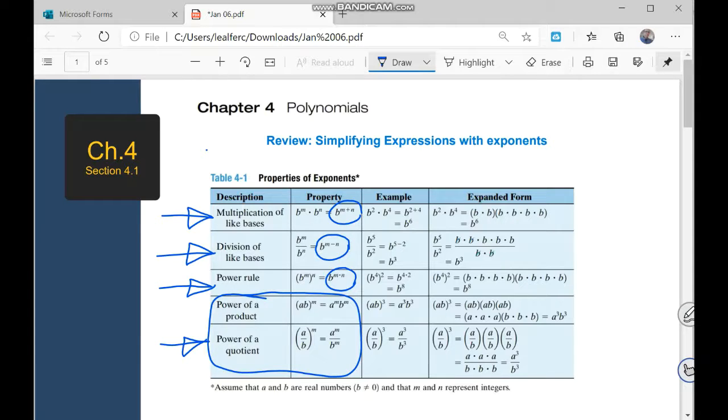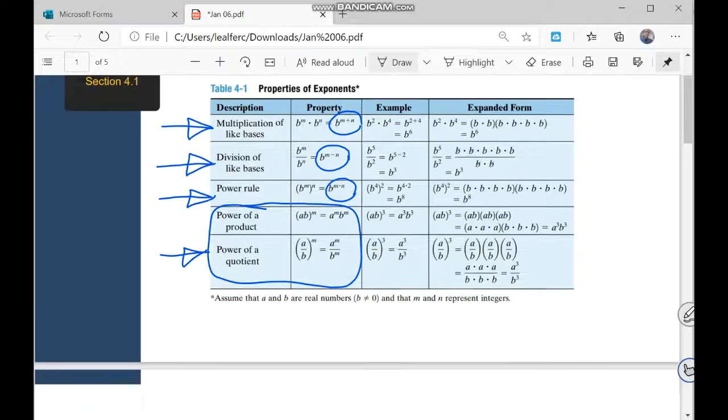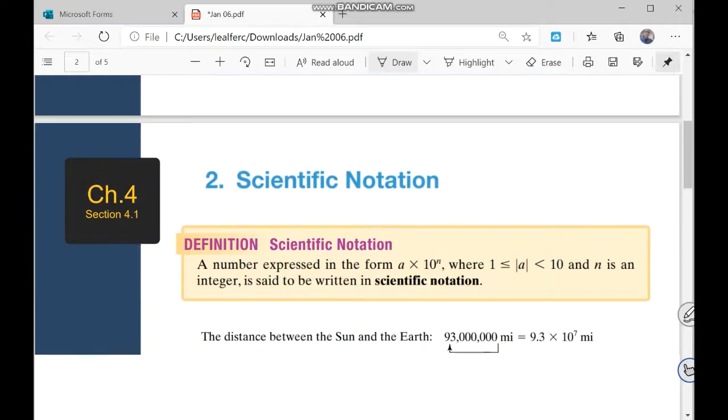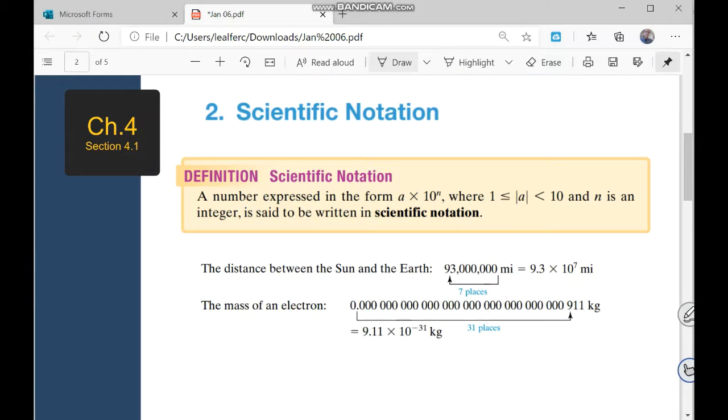Yesterday we worked on a bunch of questions. We practiced these properties, how to apply them, how to simplify, how to work with these properties. And today we will see a slightly different, new topic, and we're kind of going to use these properties as well. But it's going to be a new topic on scientific notation.